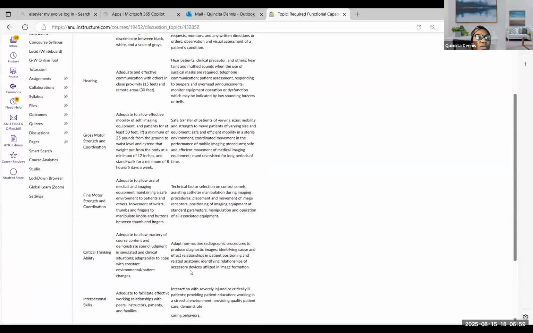All right, the next one is gross and fine motor strength and coordination. So we'll talk about gross first. This one allows you to move effectively, not only yourself, but our imaging equipment and your patients. One of the things that they like for us to be able to lift is a minimum of 25 pounds from the ground to waist level. Of course, a lot of our patients are way over that 25 pounds, so your gross motor skills are going to help you with that.